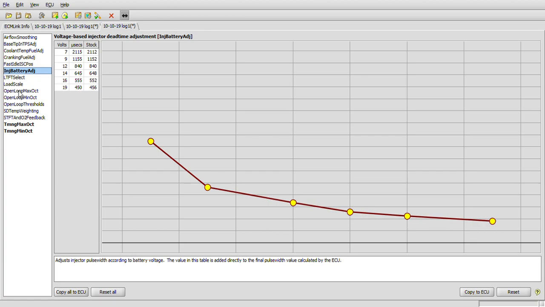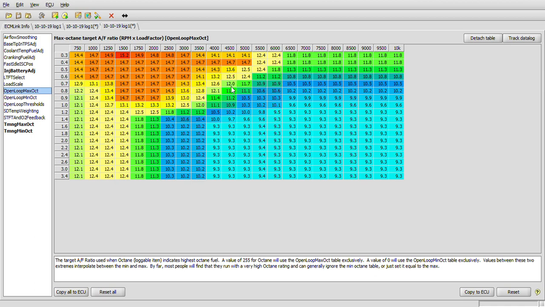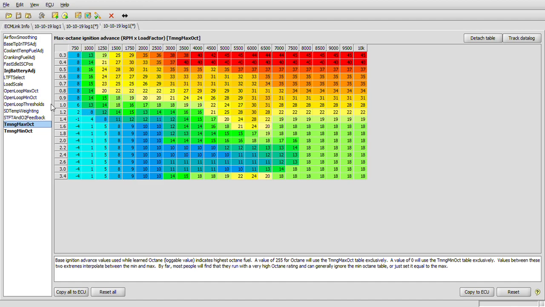I would probably recommend leaning these tables out as far as the octane rating, but if you're new to ECMLink, you'd probably just leave it alone for now until you get more familiar with it. And again, the timing tables, the max and minimum, why the adjustments here have been made. This is the stock values, and these are the adjusted values. Why these have been made, I'm not sure, other than maybe doing some wide open throttle tuning, seeing some knock and trying to remove timing from these areas where knock is being seen.